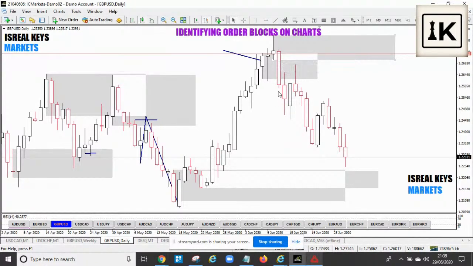Price dropped aggressively. And then when price came back after the drop, one, two, three, day four, price came back into the order block. Guess what it did again? It stop hunted another day into the bearish order block. And then what happened? It dropped aggressively.